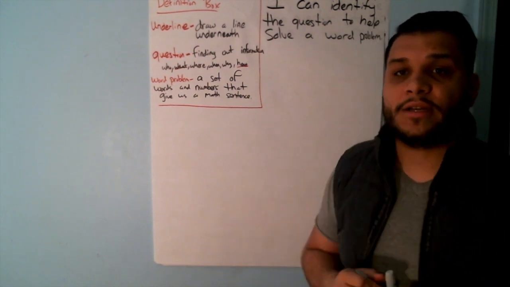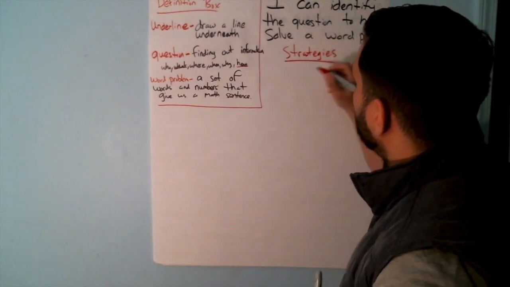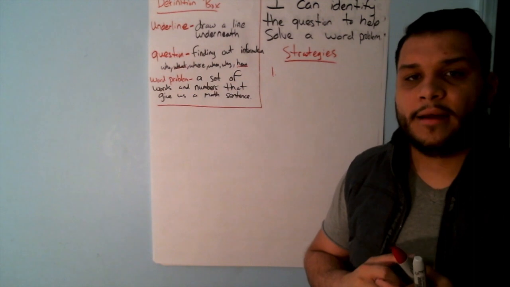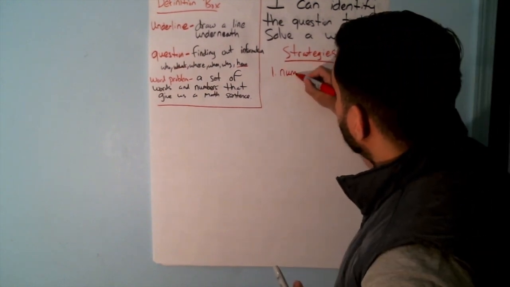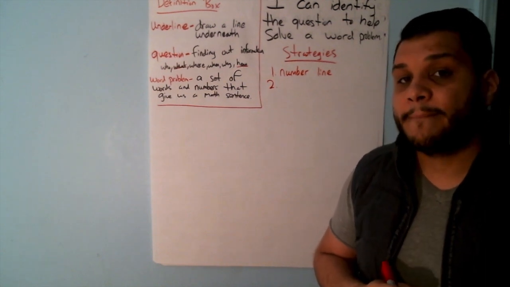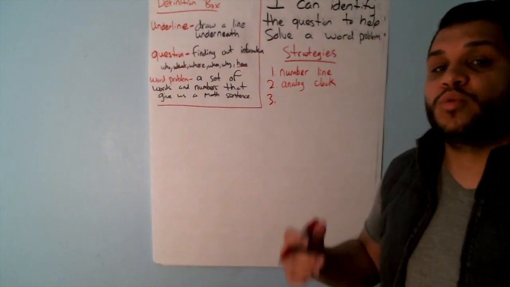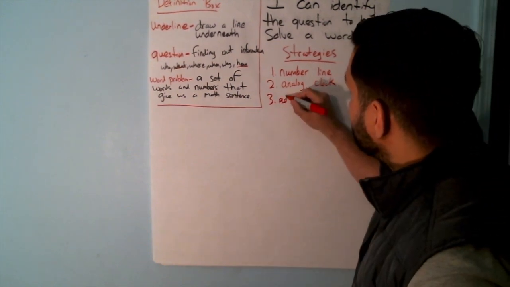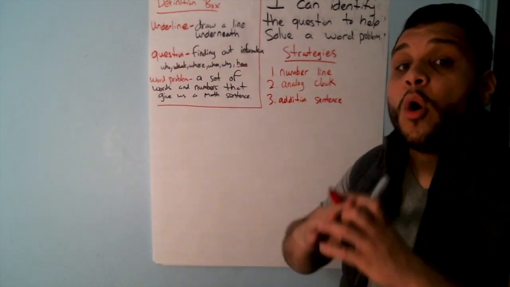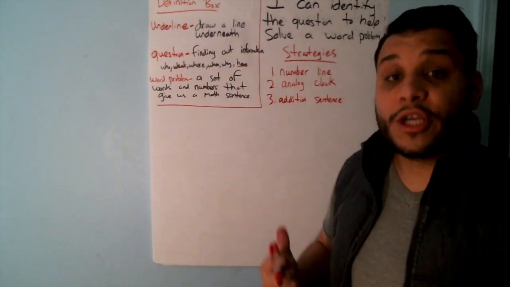Who can remind me of the three strategies that we have learned so far? Our first strategy had to do with a horizontal line. What do we call that? Yes, a number line. Our second strategy when solving our word problem was an analog clock. And our last strategy was writing an addition sentence. These are our strategies to solve. But overall, whenever we see a word problem, we always solve it first by using cubes. Awesome.